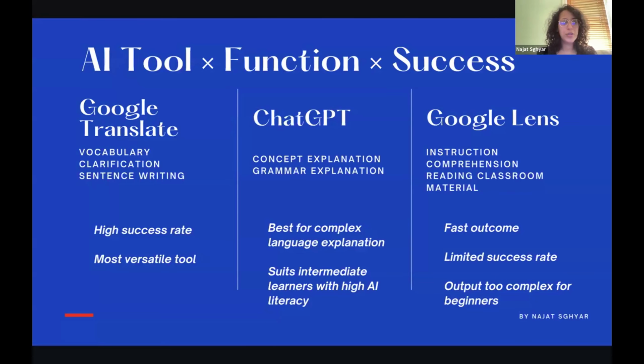Now, overall, Google Translate has the highest success rate and is the most versatile tool for vocabulary clarification and sentence writing. ChatGPT was more adapted to more advanced concept explanation and grammar explanation, and it's more suitable for intermediate learners with high AI literacy, while Google Lens was good for a fast outcome, but it has a limited success rate, and very often the output is too complex for beginners.